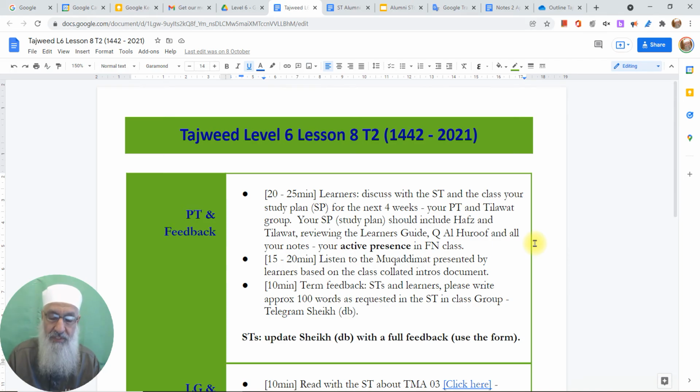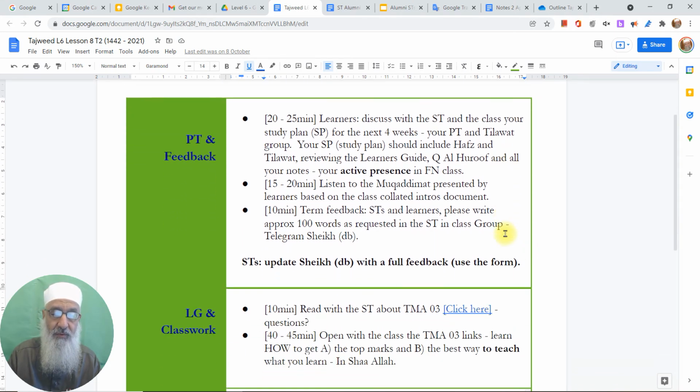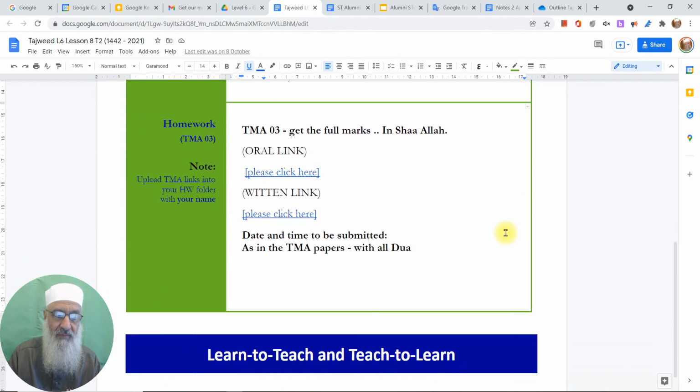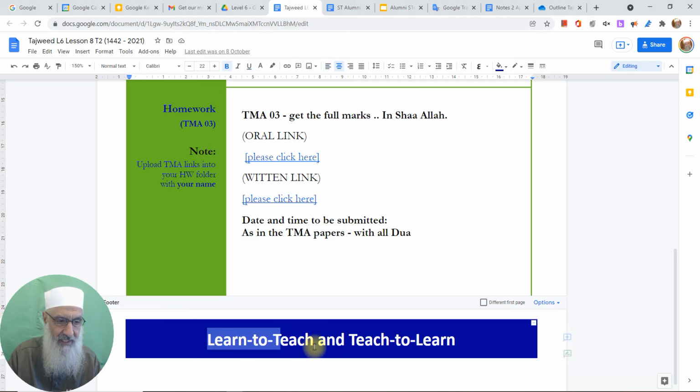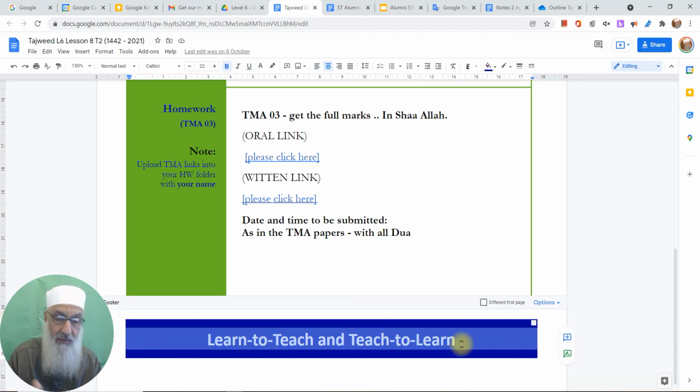So it's always this question to the learners: you are here to learn to teach. This is here, mashallah, at the end. And in a way, do you really mean it? You have learned something today about this rule in Arabic or in Tajweed. Can you teach it? Try.